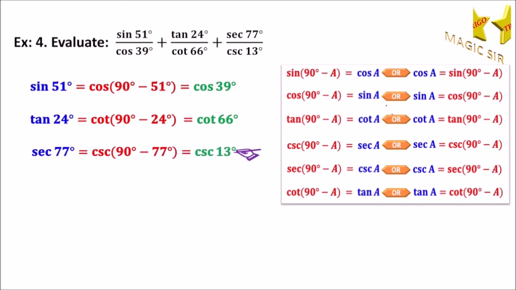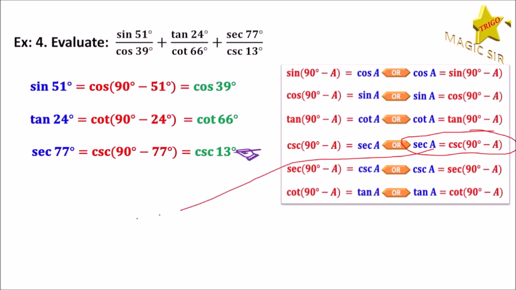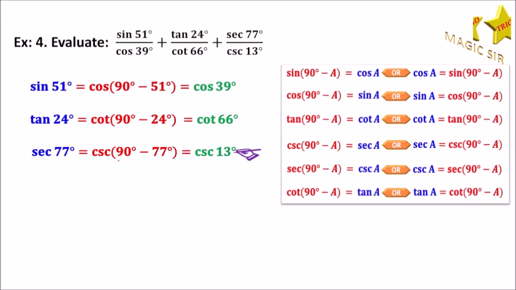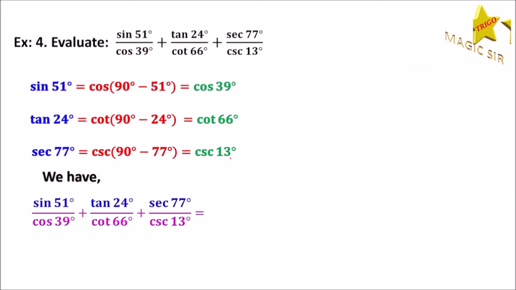The numerator of the third term is sec 77 degrees. See the formula, sec A is equal to cosec 90 degrees minus A. We take A is equal to 77 degrees. So sec 77 degrees is equal to cosec 90 degrees minus 77 degrees is equal to cosec 13 degrees, because 90 degrees minus 77 degrees is equal to 13 degrees.